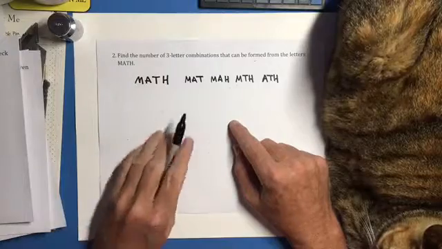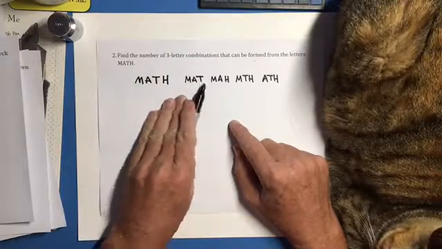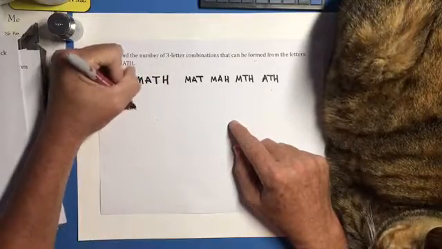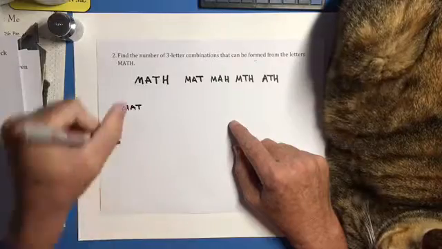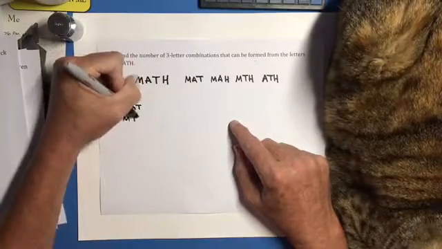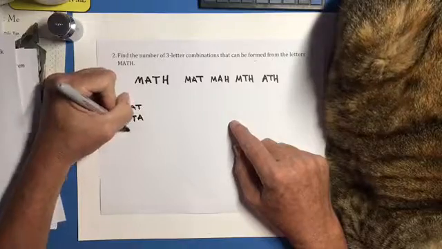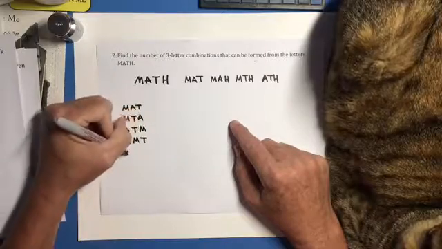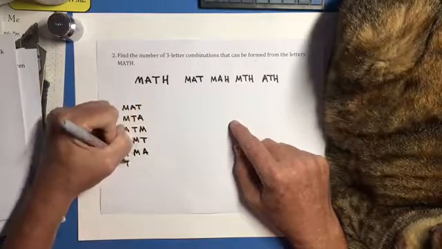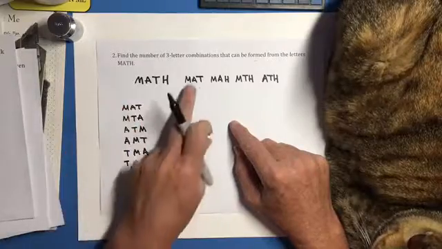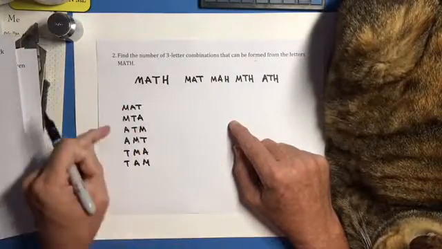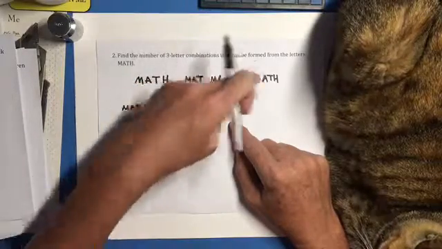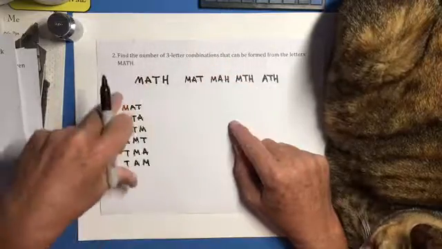But wait a minute. What if I were to draw A-T-M? So let's consider that. Let's look at M-A-T and look at the variations on that. I could have M-T-A. I could have A-T-M and A-M-T. I could have T-M-A and T-A-M. So that one 3-letter combination can be written 6 different ways. So is my answer 4, or is it 6 times 4, which would be 24?